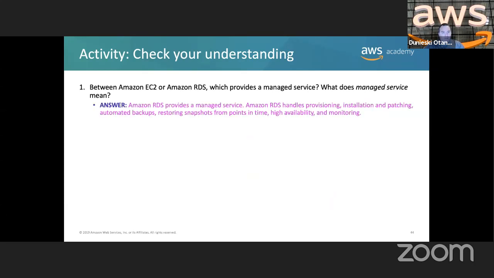So Amazon RDS provides a managed service. Amazon RDS handles provisioning, installation, and patching, automated backups, restoring snapshots from points in time, high availability, and monitoring. That's exactly what a managed service has.